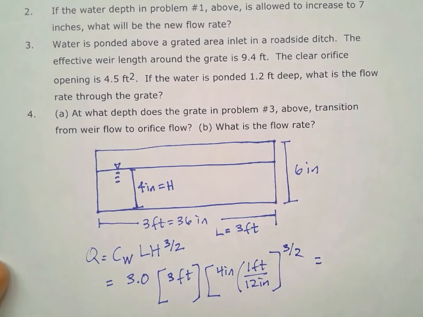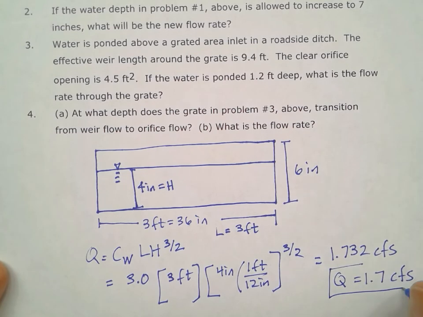And when I do that math, I get 1.732 cubic feet per second, or we'll just do to one decimal place, 1.7 cubic feet per second for the flow rate into that weir.